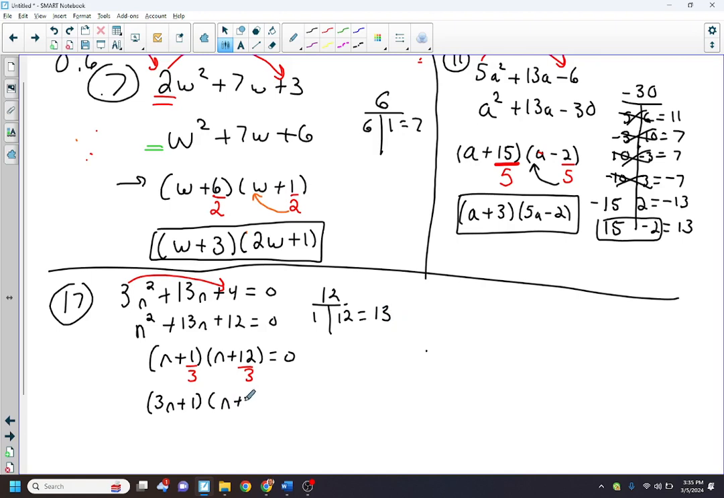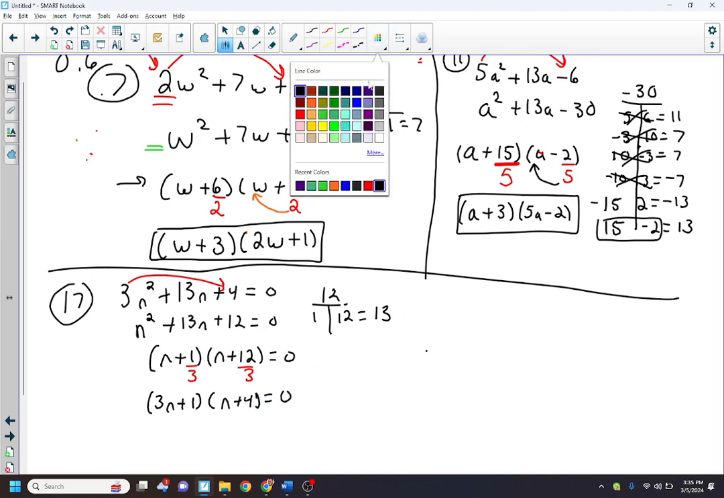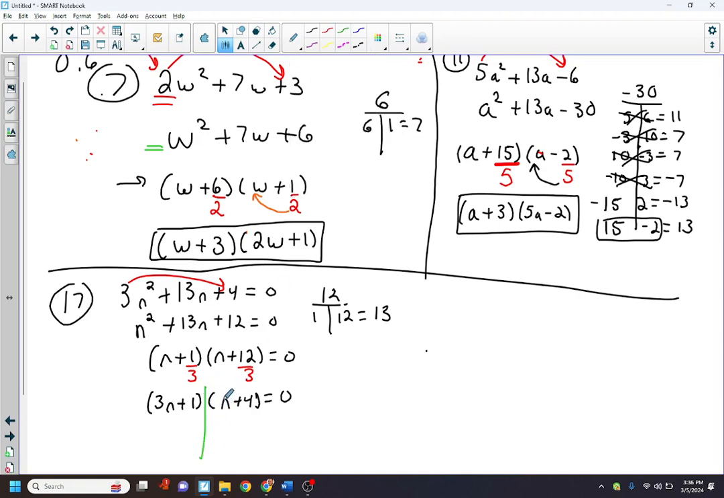And then n plus 4. Now remember, because you have the equal 0, don't lose points on this. This is the easy part. It's split and solve. You already did the hard part. So n plus 4 equals 0. Subtract 4, subtract 4. n equals negative 4.